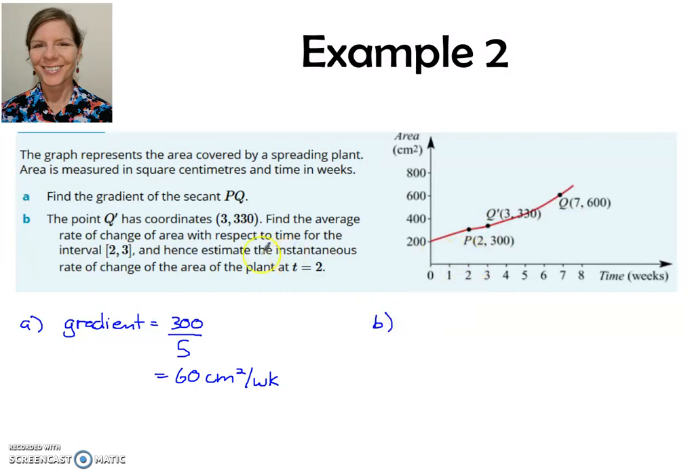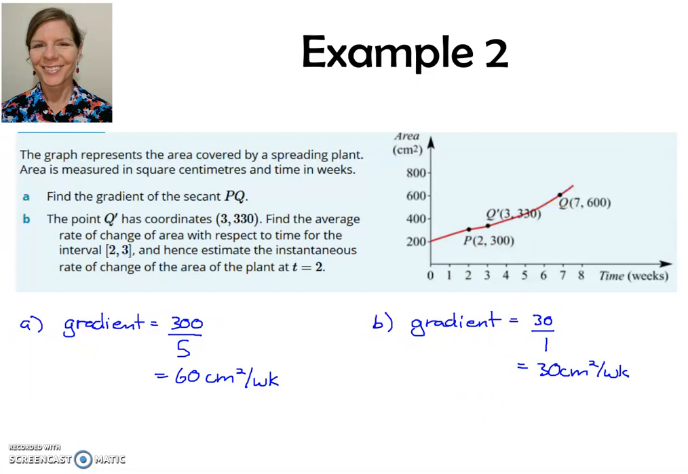Okay, because we want to find the instantaneous rate of change of the area of the plant at t equals 2, so at this point P. Alright, so if we work on Q prime instead, now we've got 330 minus 300, which just leaves us with 30. And we've got 3 minus 2, which of course is just 1. So we've got 30 centimetres squared per week, which is half of what we said it was over here. So by reducing that interval, we get a significantly different rate of change for that point t equals 2.